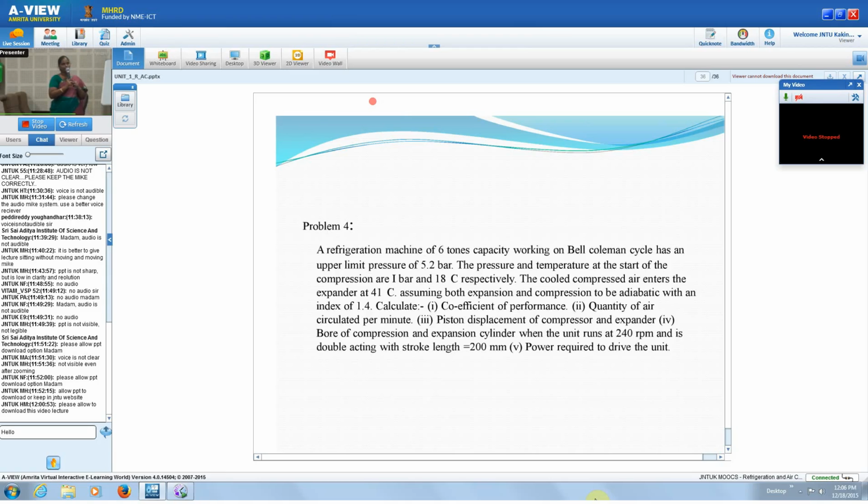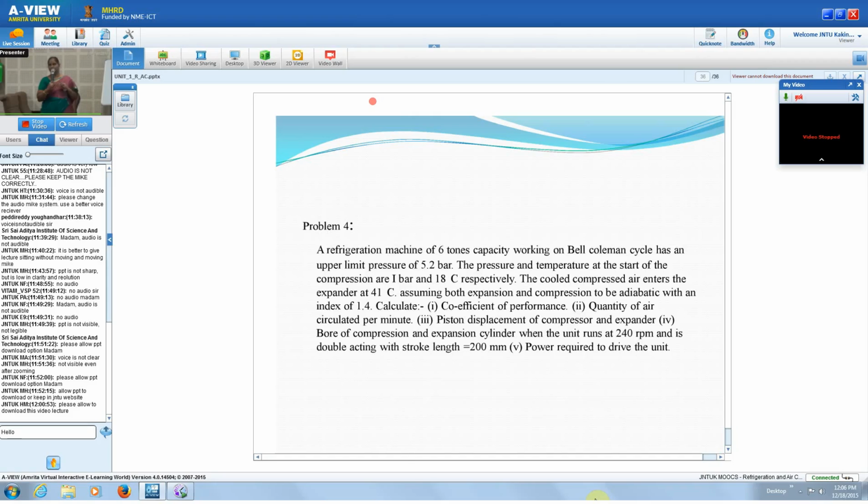Determine coefficient of performance, quantity of air circulated per minute, piston displacement of compressor and expander, bore of compressor and expander cylinder when the unit runs at 240 rpm and is double acting with stroke length 200 mm, and also find out the power required to drive the unit.